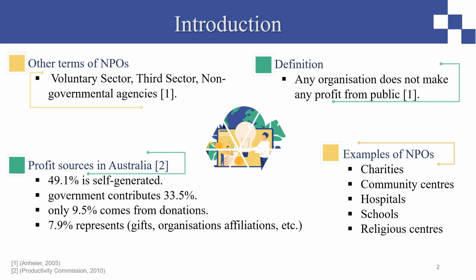And there are many types of profit sources. For example, in Australia, nearly 50% is self-generated profit. The government contributed up to 33.5%, and only 9.5% comes from donations. The rest, which is 7.9%, represents gifts, organizations, affiliations, etc. There are many examples of nonprofit organizations. They could be charities, community centers, hospitals, schools, and religious centers.